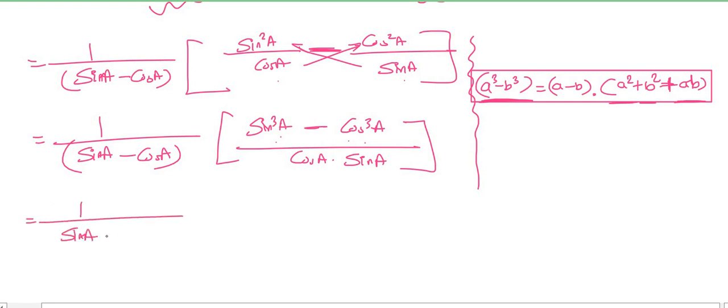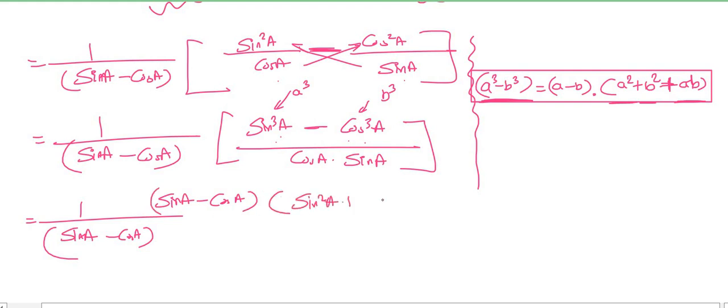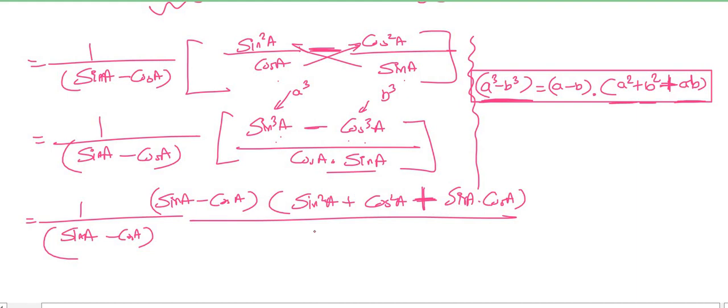1 by sin A minus cos A. This I am using as A cube and this is my B cube. So what will be factors? Sin A minus cos A into sin square A plus cos square A, ध्यान रखिए this is plus, sin A cos A, divided by this is what? Cos A into sin A. Now let me simplify.